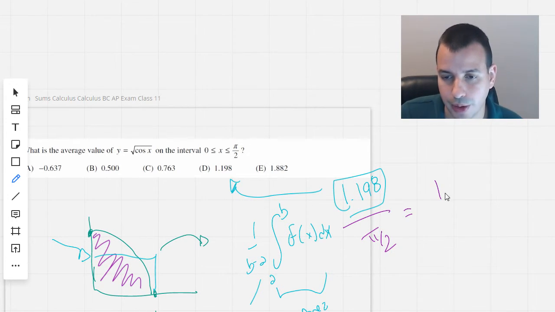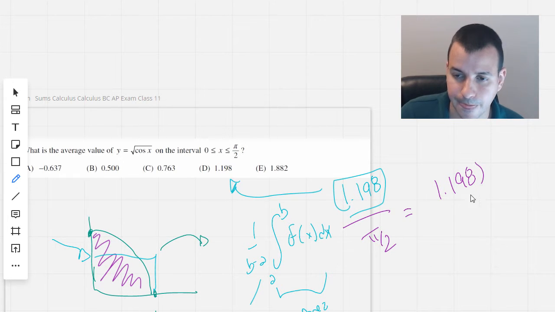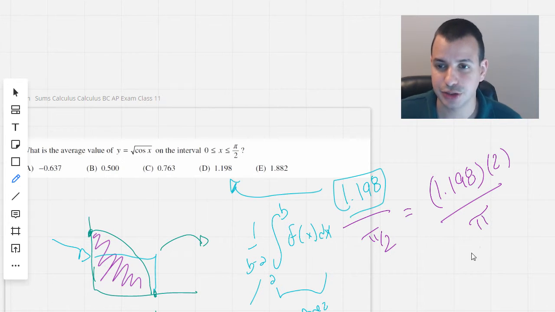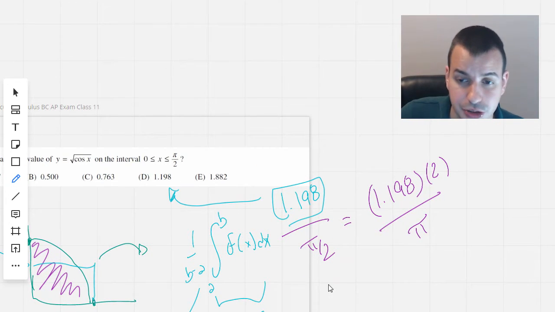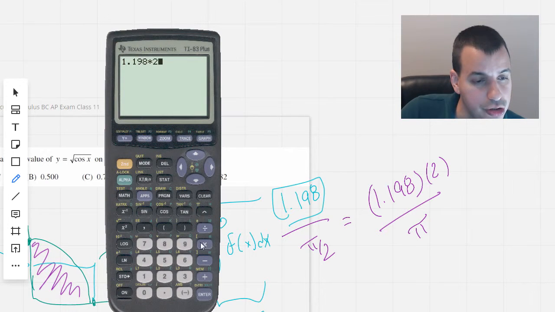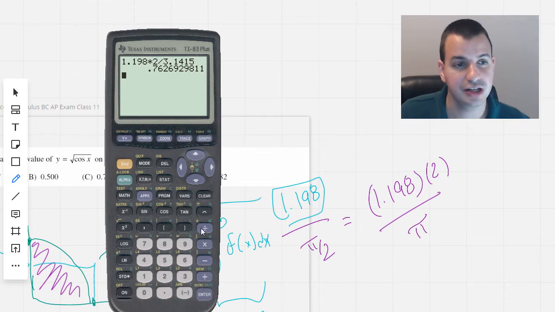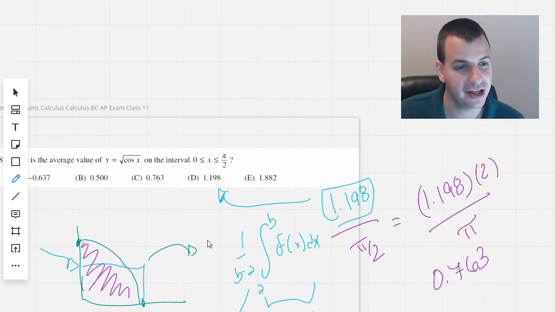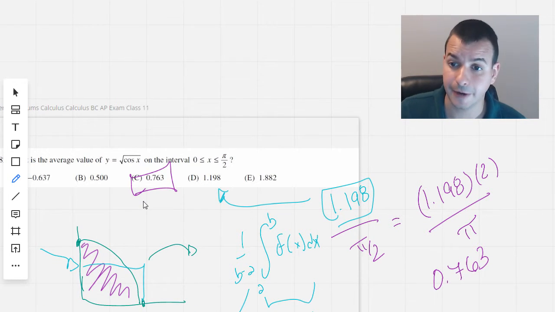So I'm going to take 1.198, multiply by 2, divide by pi, because that's the way you divide by a fraction. Just multiply by the reciprocal. And so we go back to our calculator. We do 1.198 times 2 divided by 3.1415. And that gives us 0.763, which is another answer right here.